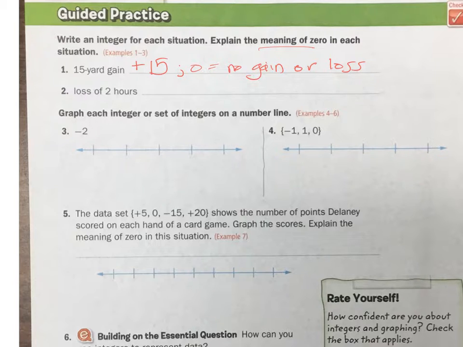All right, number 2, a loss minus 2 hours. And 0 equals no gain of hours or loss of hours. Okay? Now, let's do some graphing.